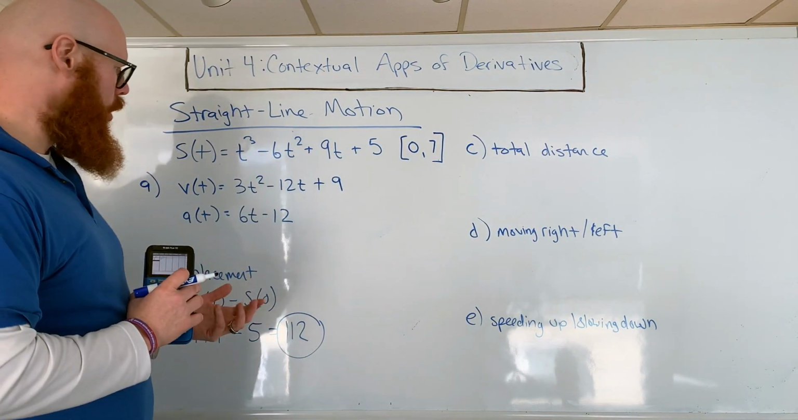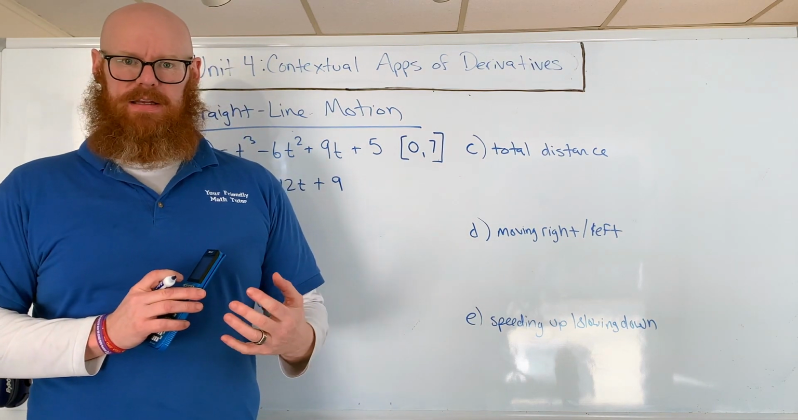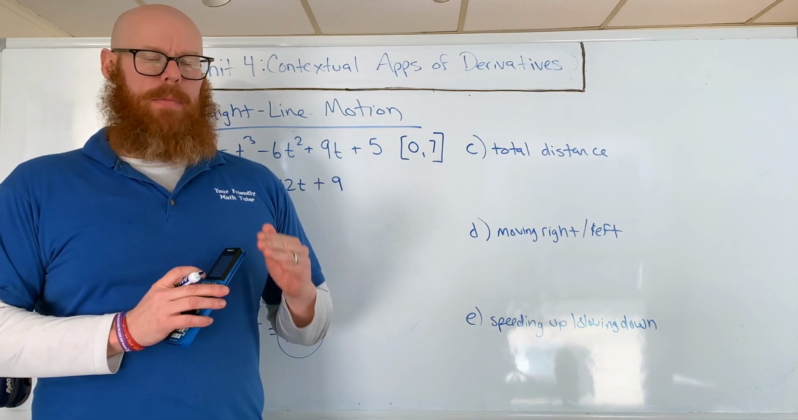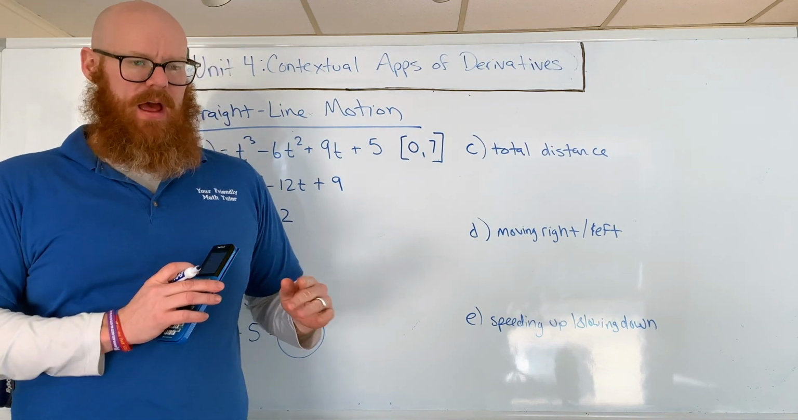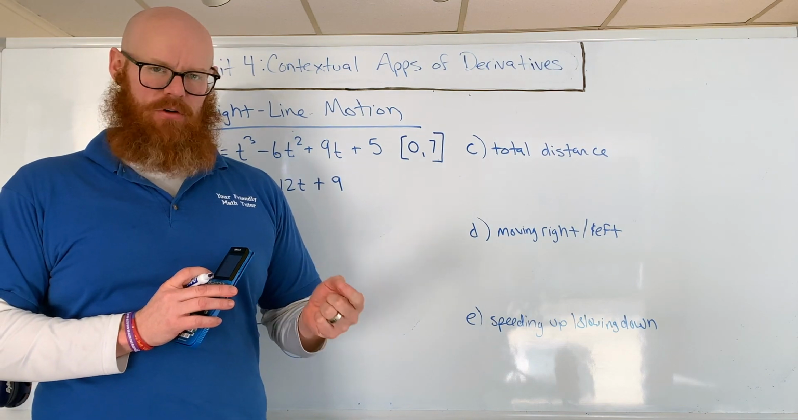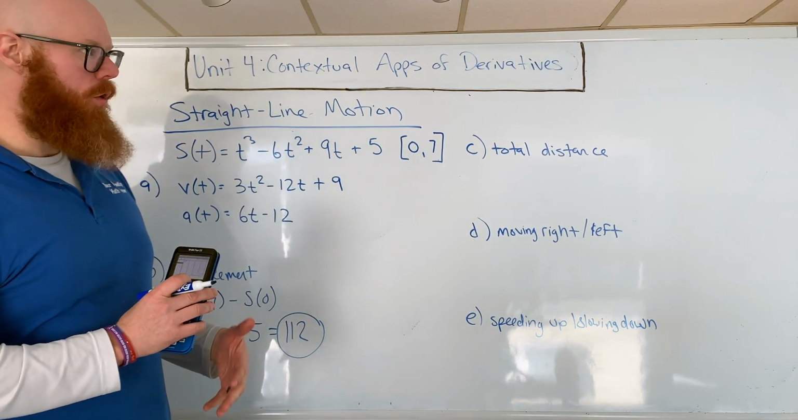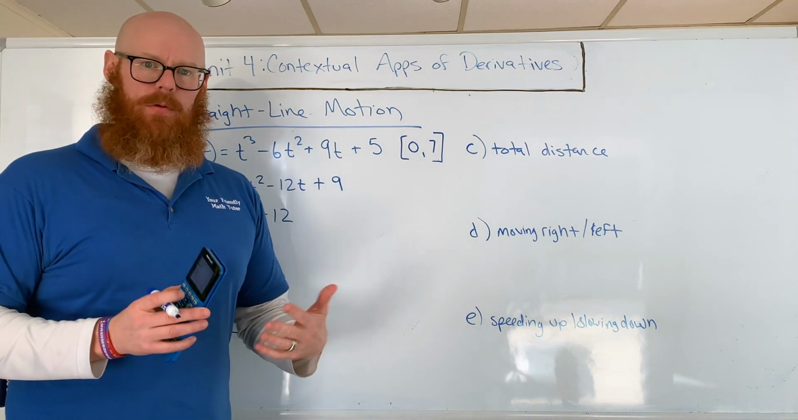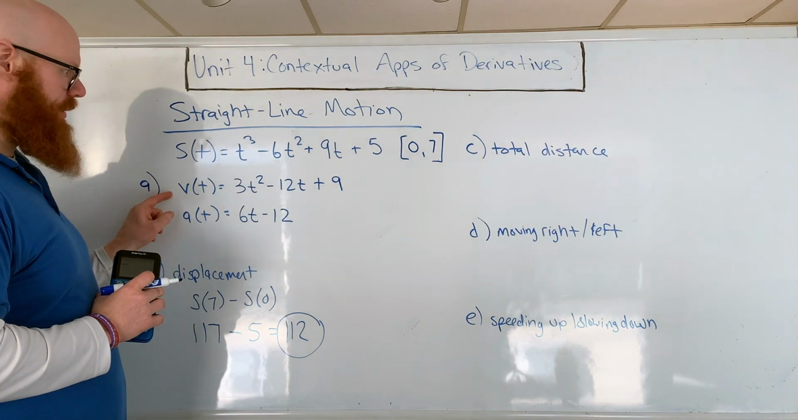So every time the particle turns around, it's going to have a zero velocity. It can't go from positive velocity, which is moving right, to negative velocity, which is moving left, without being zero for an instant. So what we want to do is, well, where did this particle stop? Where did it have zero velocity? Well, the velocity equation is going to tell us that.